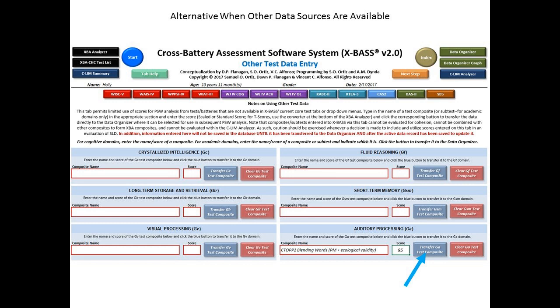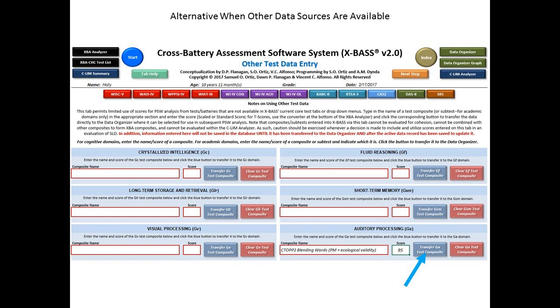Well, in this case, the CTOPP-2, it's blending words. She scored a 9, or a 95. And there's a lot of other data, obviously, to support that she can read. We have progress monitoring data from past years. We have her current reading performance. We have teacher reports and so forth. We have our own observations. So there's a lot of ecological validity to support her CTOPP-2. So I'm on the Other Data Entry tab. Okay, so this is a relatively new tab, Other Data Entry.